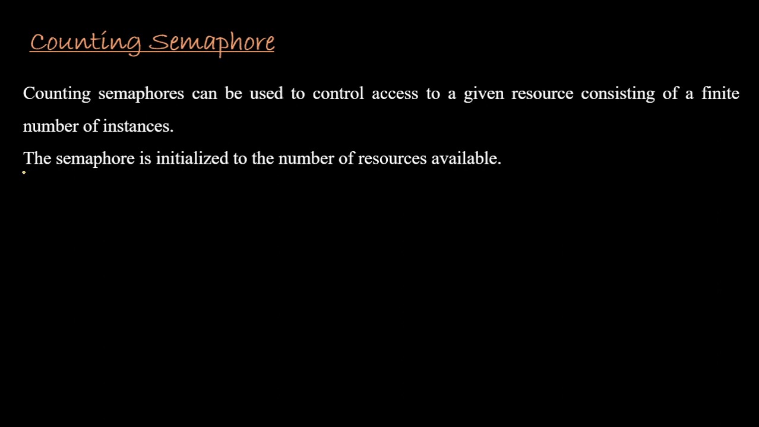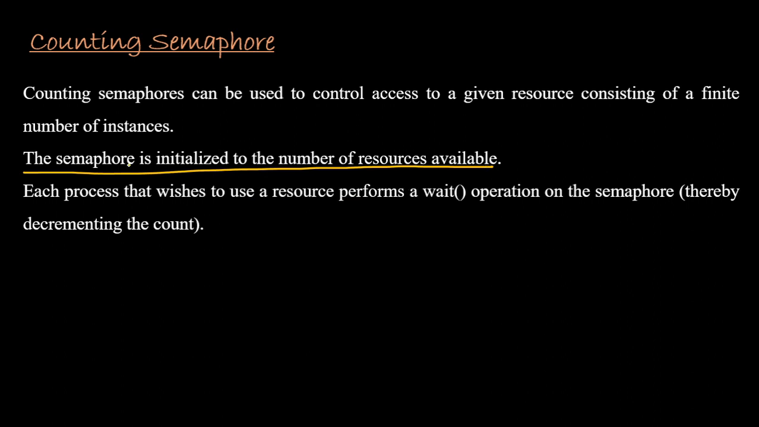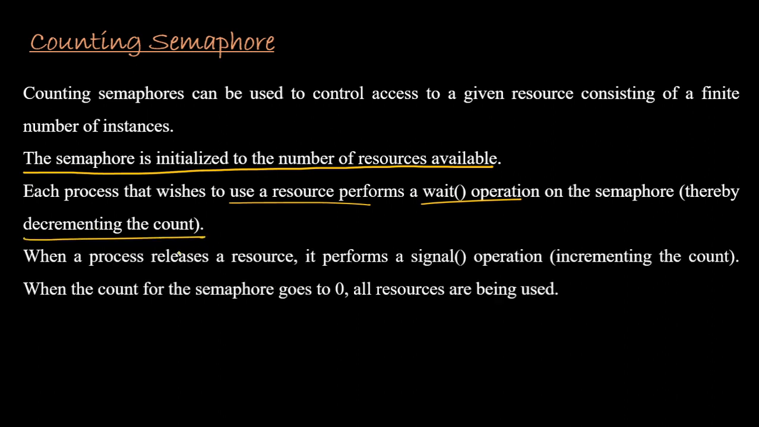So very, very important point. Semaphore is initialized to the number of resources available. Each process that wishes to use a resource performs wait operation on semaphore, thereby decrementing the count. And when a process releases a resource, so basically जितने resources हैं उससे आप initialize करोगे, ठीक है? Number of resources, not process, number of resources कितने हैं उतना आपका होगा equal to initial value of your semaphore.